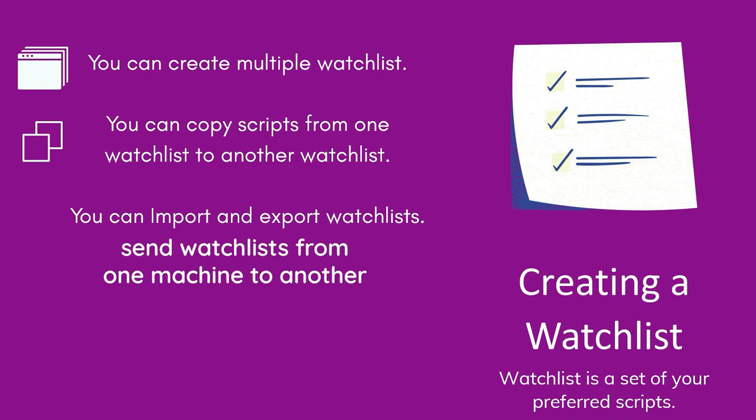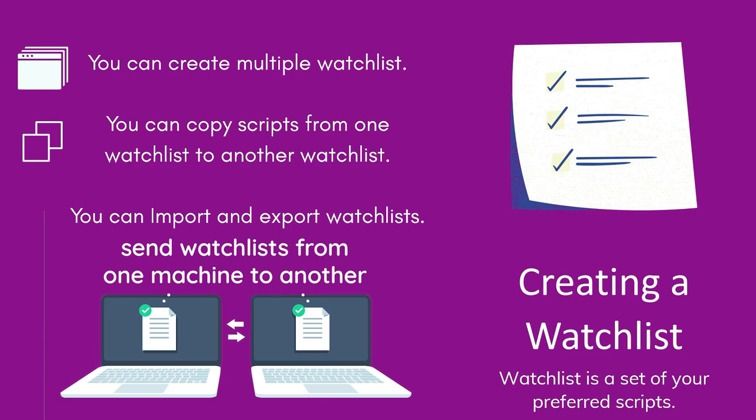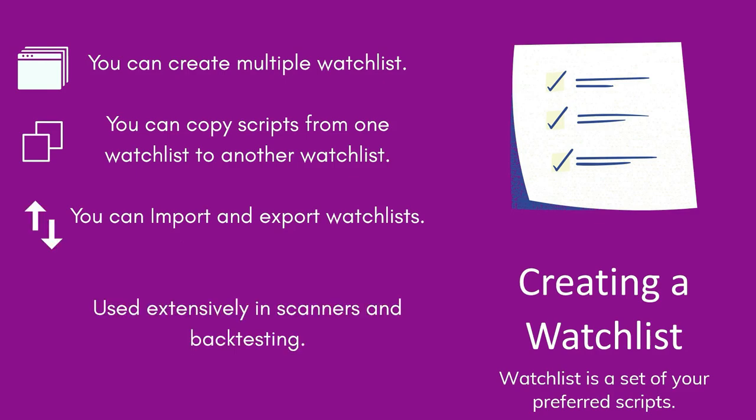Suppose there is one Amibroker on your machine A where you have already created a watch list. Export that watch list, go to your machine B where you have a second Amibroker and import that watch list. So you can import and export watch lists as well to save time. And these watch lists are extensively used in scanning and backtesting your strategy. Now, how to create a watch list, I will explain in detail.